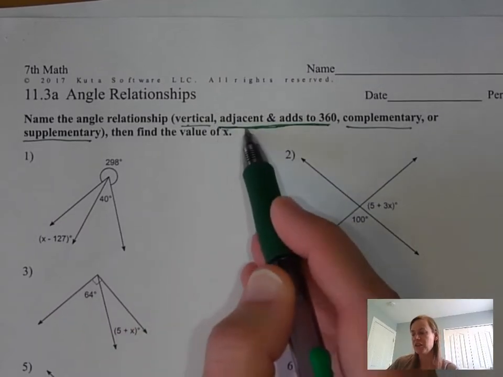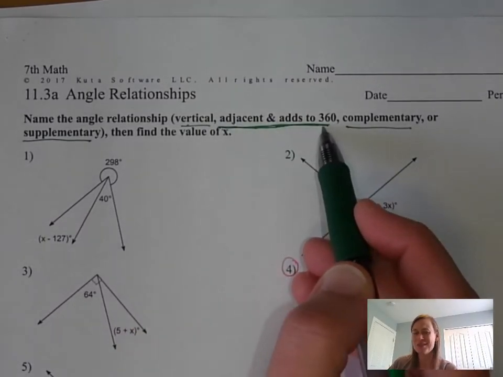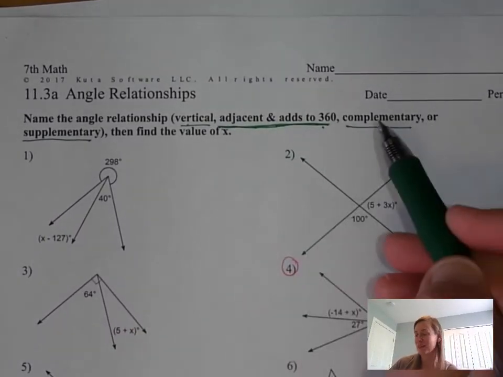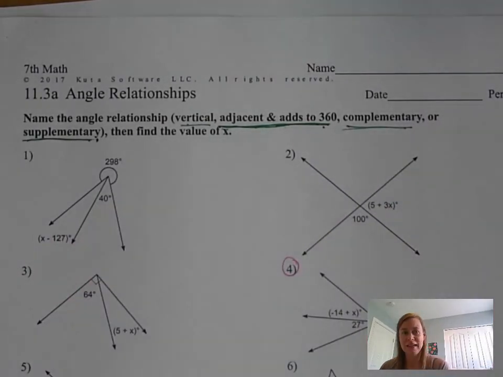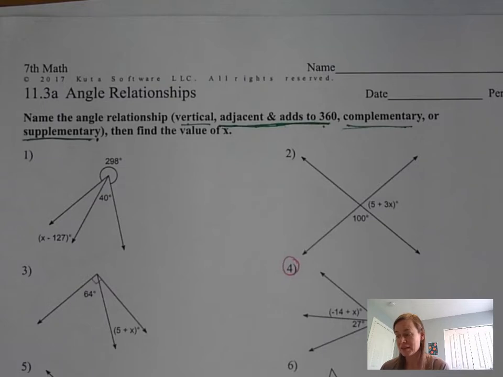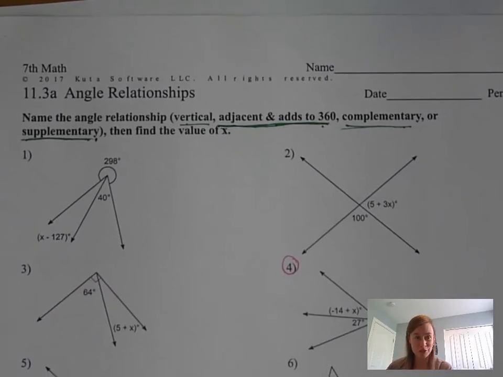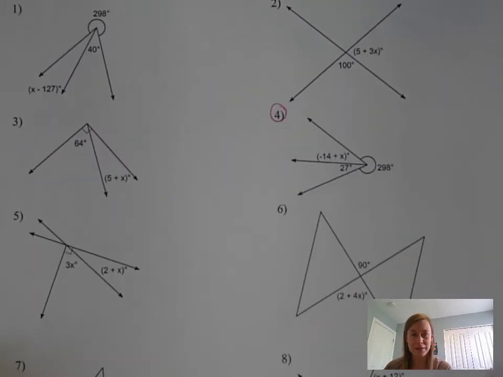Vertical, adjacent and adds to 360, complementary or supplementary. You could just write an A if you want. It's okay with me. All right. And then you find the value of x. Make sure you're writing an equation, okay? So let's look at number 4 together.